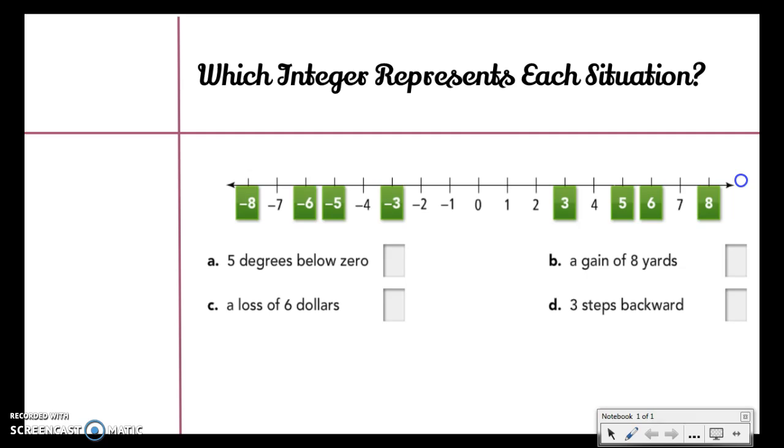You also want to write down the question, which integers represent each situation. Okay? You're not just going to answer, oh, the answer's A. That's not what it's asking you to do. You have to actually read the questions or read the statement. So let's look at A. 5 degrees below 0. So you got to figure out which integer will represent 5 degrees below 0. Alright? I want you to do A through D by yourself, because I know you can do it, and then you can move on with the video.